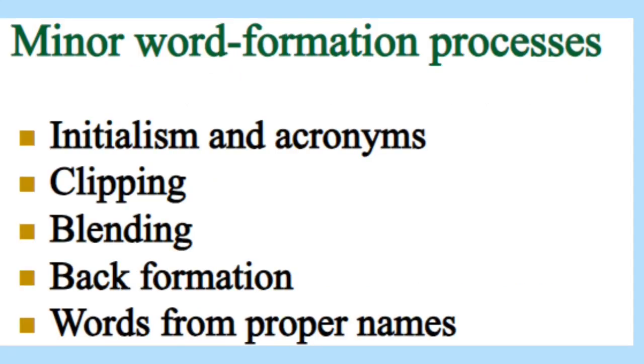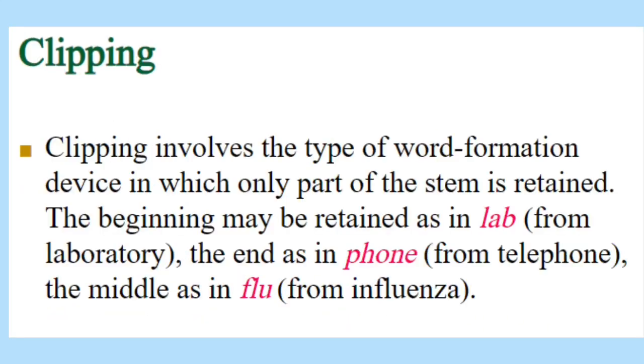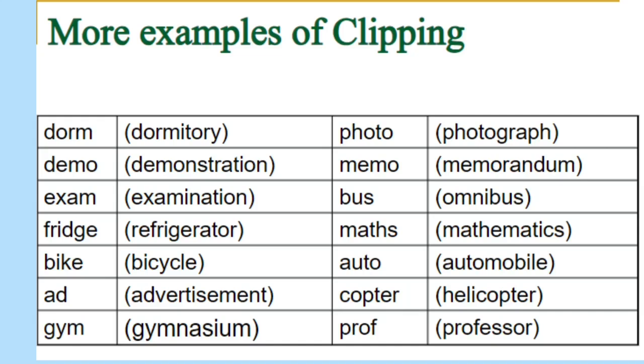Minor word formation processes other than the ones which we saw now: initialism and acronyms, clipping, blending, back formation, words from proper names. So what is clipping? It involves the type of word formation device in which only part of the stem is retained. The beginning may be retained as in lab for laboratory, the end as in phone for telephone, or flu from influenza. These are some examples for clipping. You can go through each one of them.